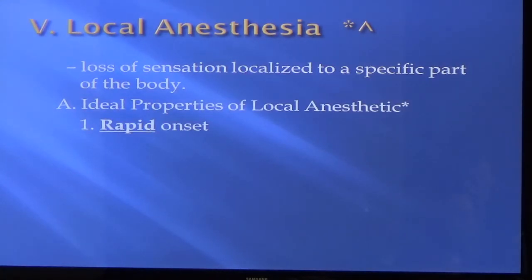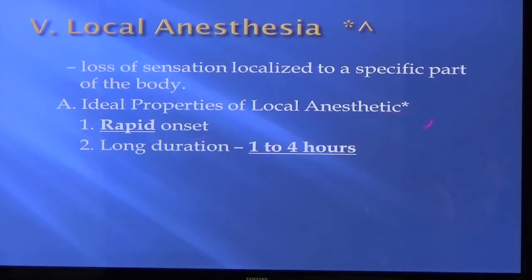The ideal properties of the local anesthetic is that we inject, and within a couple minutes we're starting to get numb. Or you should be. So it's got rapid onset. It's got long duration. You get anywhere from 1 to 4 hours. Some medications out there can give you up to 7 or 8 hours of anesthesia.